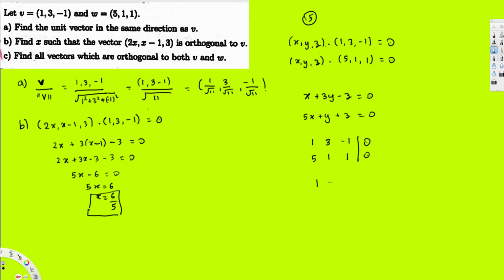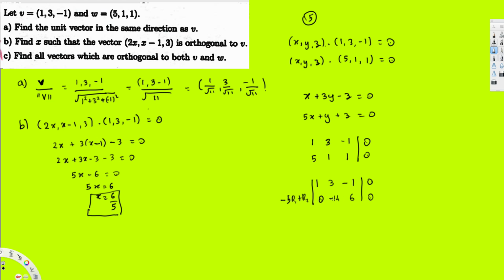To do this, I can multiply the first equation by -5 and add it to the second equation. So if I multiply the first equation by -5, it's going to be -5 r1 plus r2, which will give us 0 right here. If I multiply this one by -5, it's going to be -15 plus 1, which is -14, and -5 times -1 is positive 5. Positive 5 plus 1 is going to be 6. Positive 6 is equal to 0.